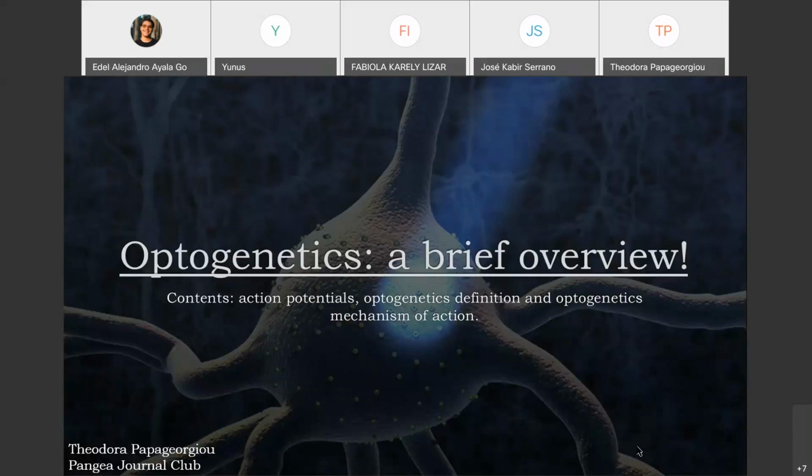So today we're going to discuss optogenetics and how it can be applied to chronophysiology and potentially even treat disease in the future. So what I'm going to do is very briefly introduce optogenetics, the fundamentals thereof. And I wanted to start by giving a very brief overview of action potentials.